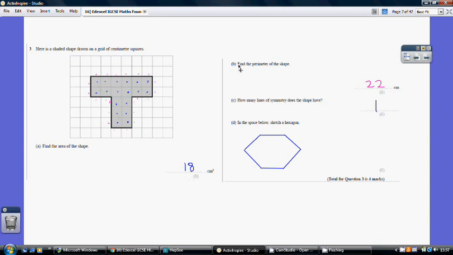Now for part B, that's the perimeter of the shape. That's the length when you run all the way around the shape. So I've put a little pink dot next to every single unit length. So if you add up all those pink dots, you get 22.